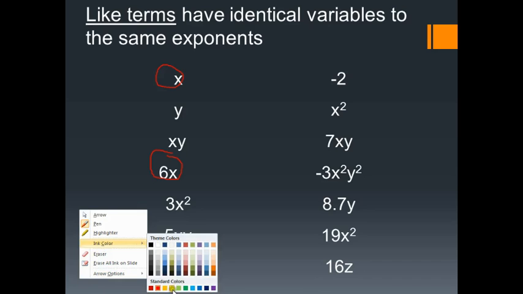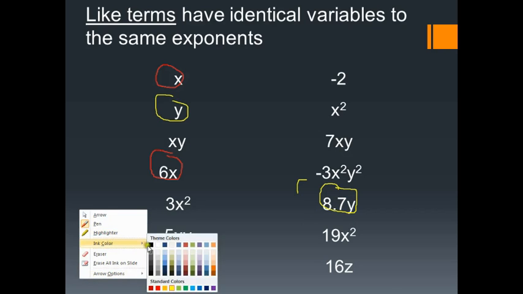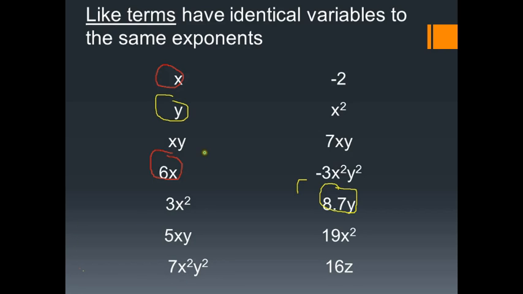So we'll switch colors here. Next term is just a plain y. XY, that has an X. We're not looking for that. This has an XY again. This has an X squared and a Y squared. That guy right down there, 8.7Y. Just a plain Y. Those are like. Do green. XY. There's a plain xy.